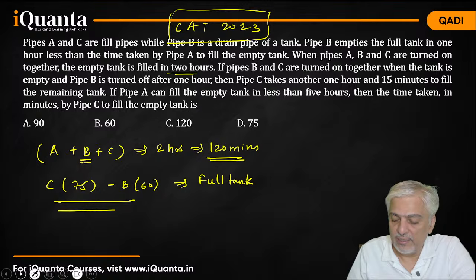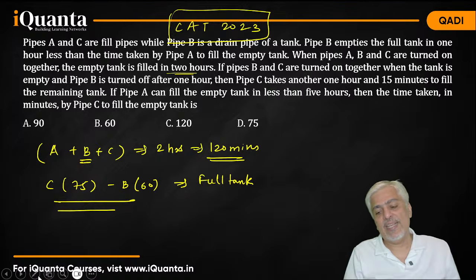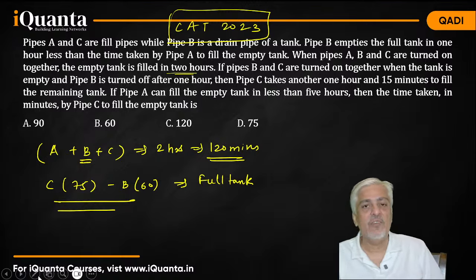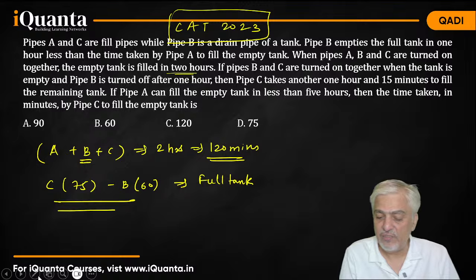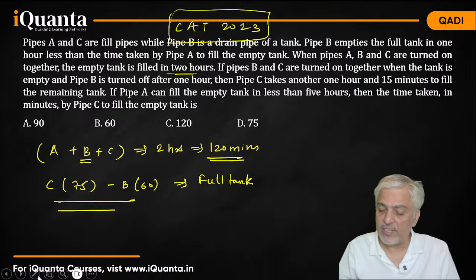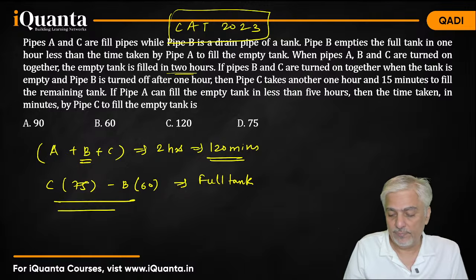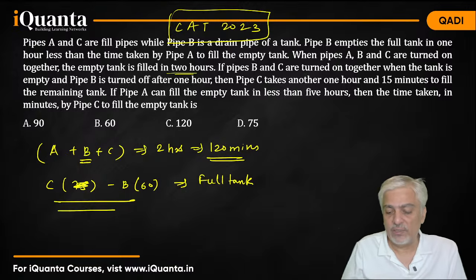So, if you want to write the earlier one, you can. So, basically what am I saying? That C definitely takes, now C for 75 minutes, right? Not 75, 75 plus 1 hour. How much is 75 plus 1 hour? 135 minutes.